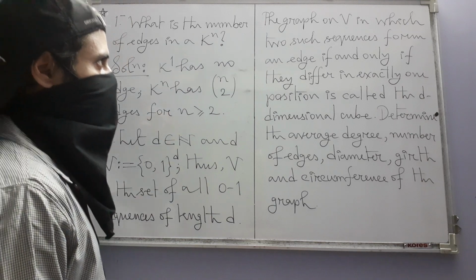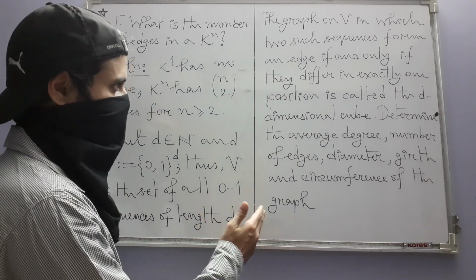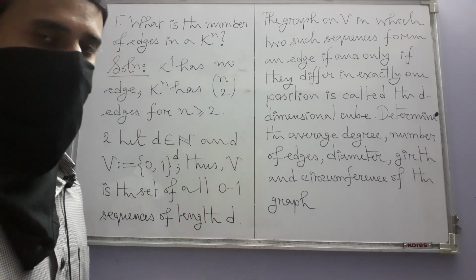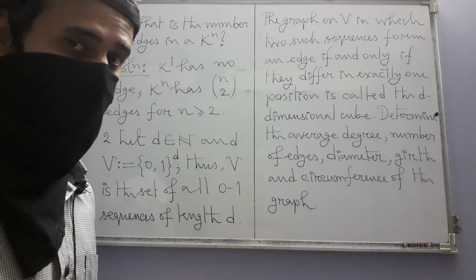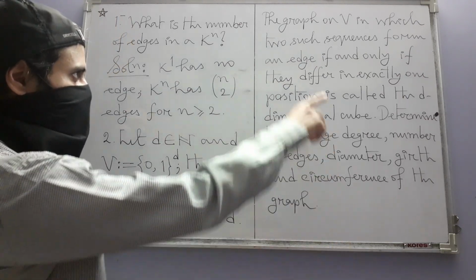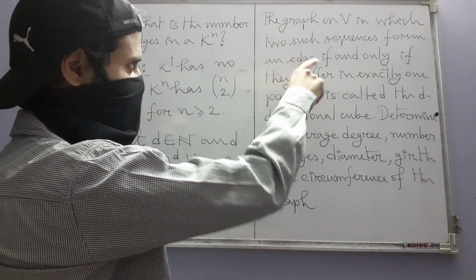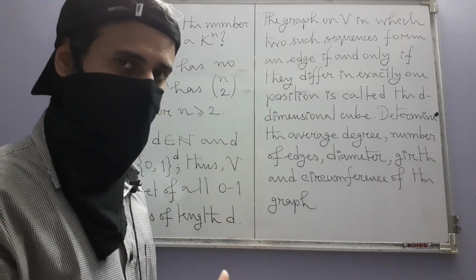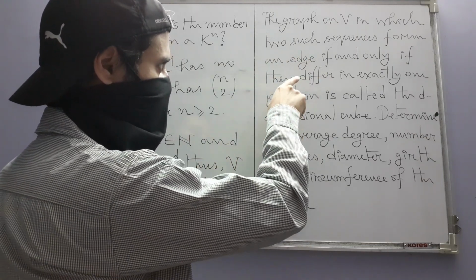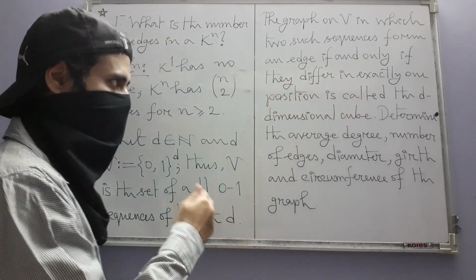Okay. Now we are next going to consider a graph on V, that is a graph with V as its vertex set, in which two such sequences will be adjacent, that is they will form an edge if and only if they differ in exactly one position.